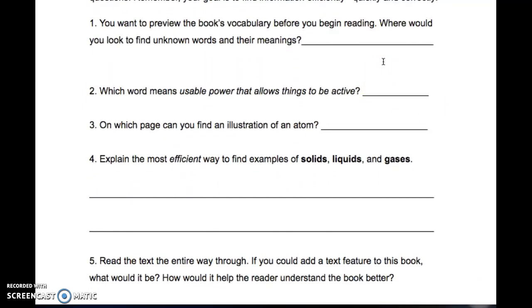You want to preview the book's vocabulary before you begin reading. Where would you look to find unknown words and their meanings? Write your answer on the line.